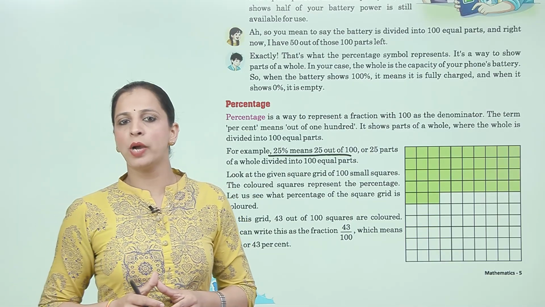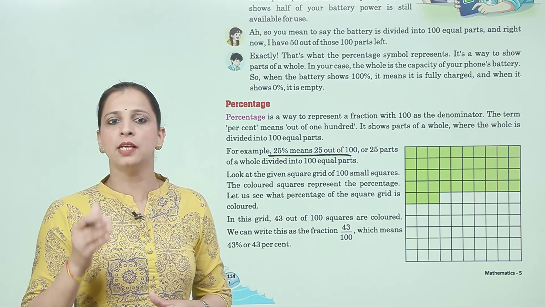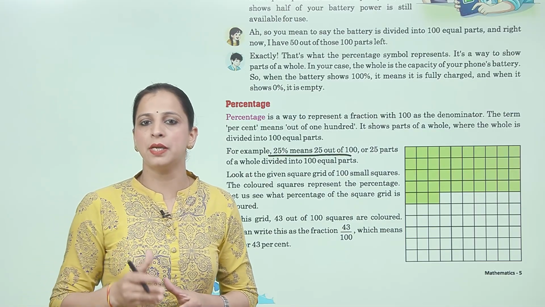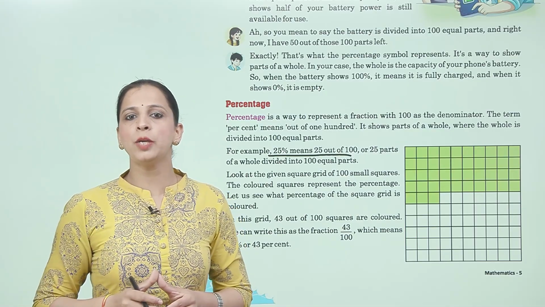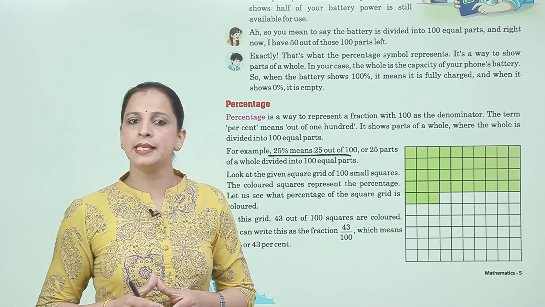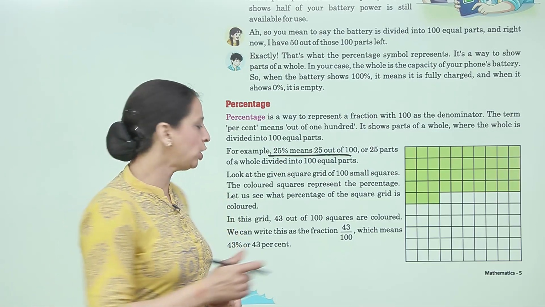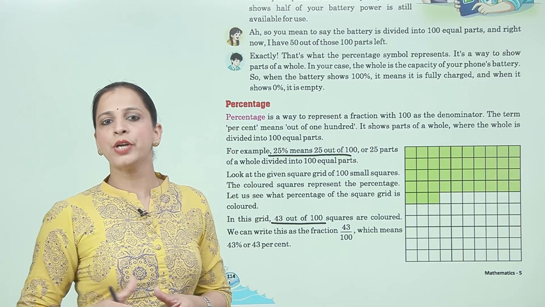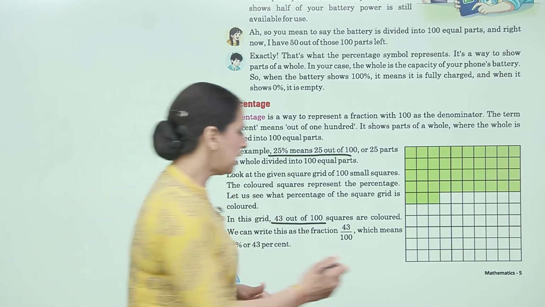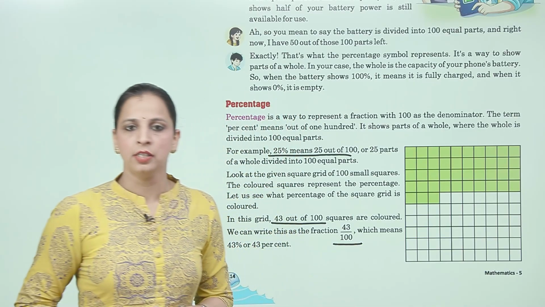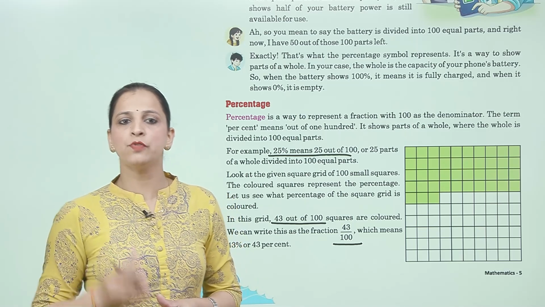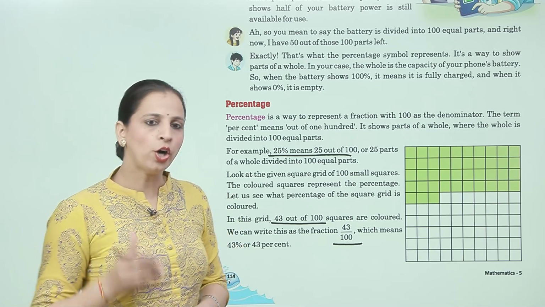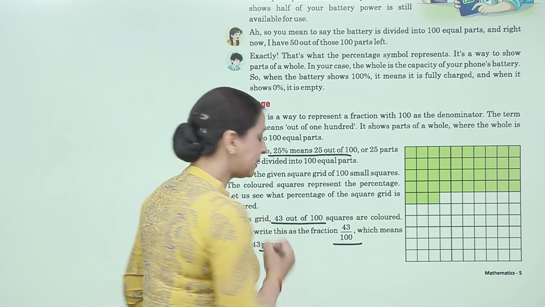Look at the given square grid of 100 small squares. The colored squares represent the percentage. Let us see what percentage of the square grid is colored. In this grid, 43 out of 100 squares are colored. We can write this as a fraction, 43 out of 100, 43 by 100, which means 43%.